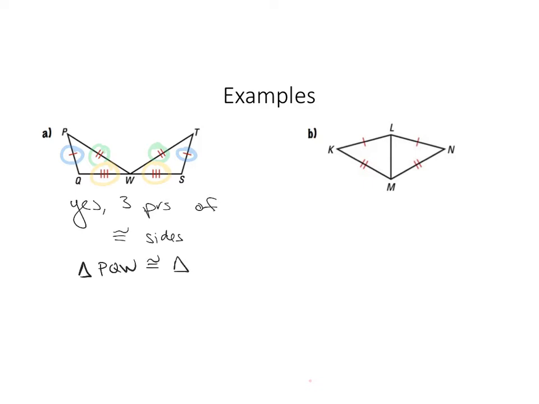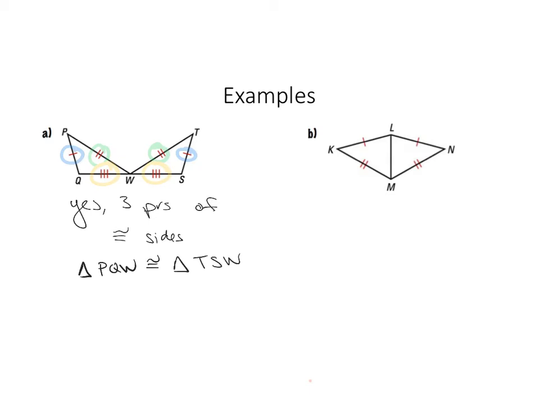And that is congruent to my other triangle, and now I have to list the corresponding sides. So angle P is between my blue and my green mark, and so is angle T. And then Q is between blue and yellow, so is S, and then the remaining one is W.